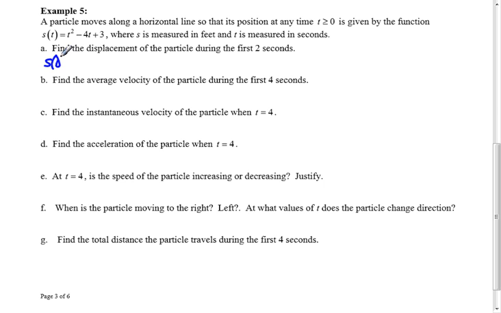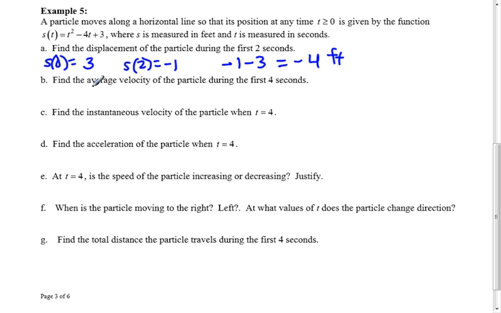Let's see where it started. Plug in 0. Looks like we started at 3. At 2, where did we end up? Plug in 2 to your function. I believe we get -1. So displacement, we're just finding the difference between our two positions. -1 minus 3 equals -4 feet. So that means we went backwards 4 feet over those 2 seconds. That particle did. It went backwards 4 feet.